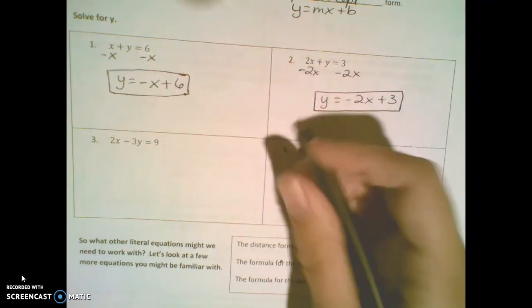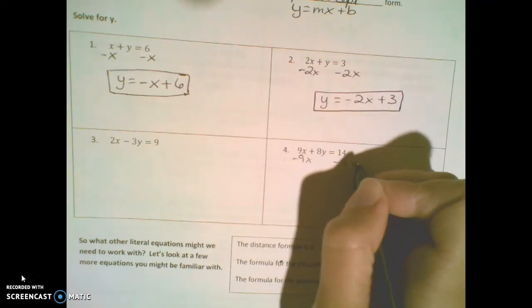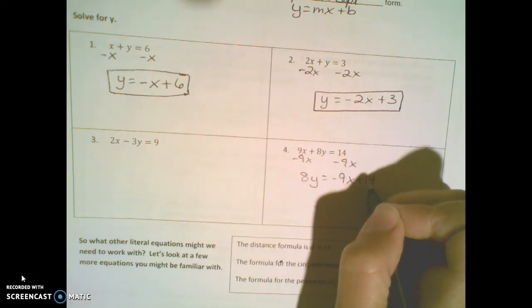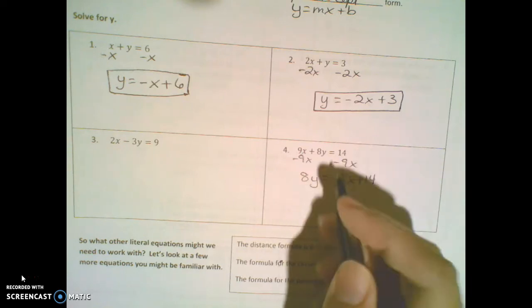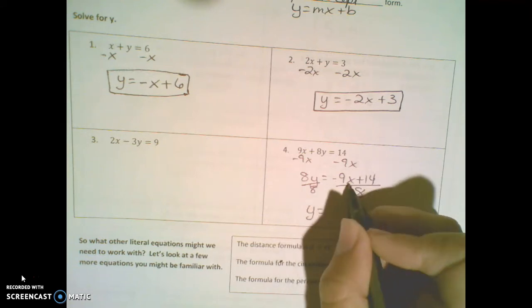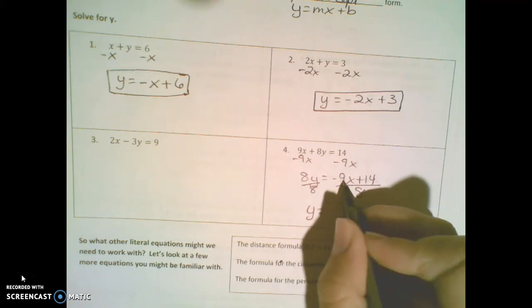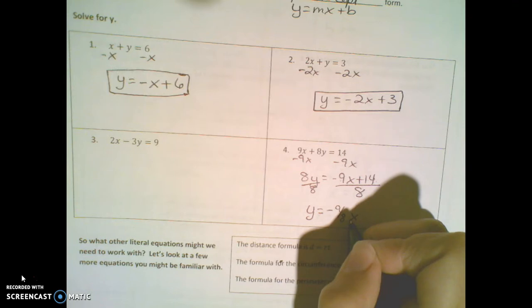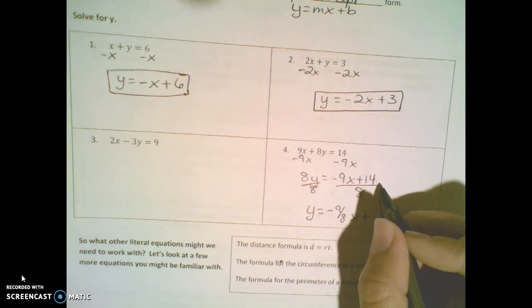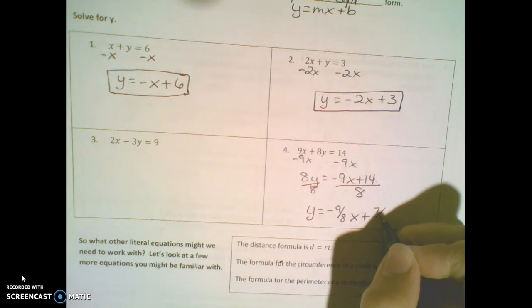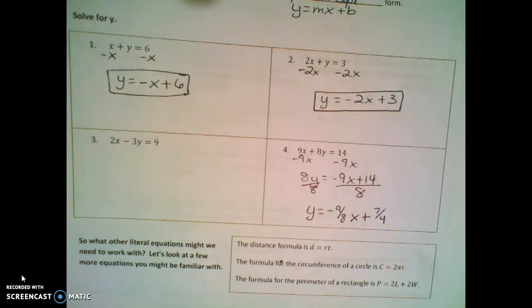So number 4, I'm going to subtract 9x from both sides. So I get 8y equals -9x plus 14. And then we have to have the y by itself, so we have to get rid of this 8. So divide both sides by 8. So now I have y equals, and we're going to take both of these and divide it by the 8. So -9/8 x plus, over here I'm going to have 14/8, and I'm going to go ahead and simplify that to 7/4. So it looks like that.